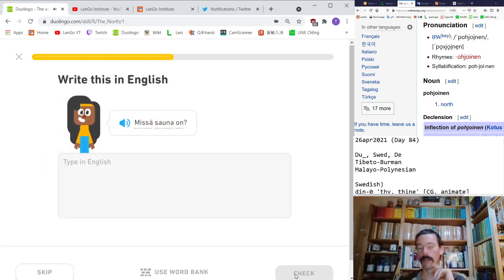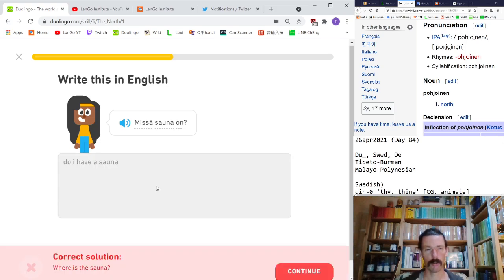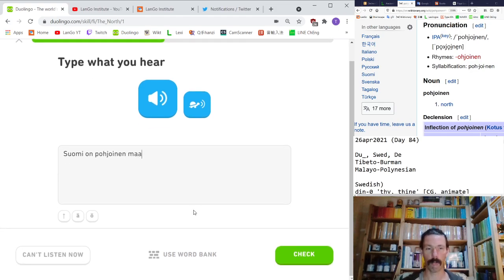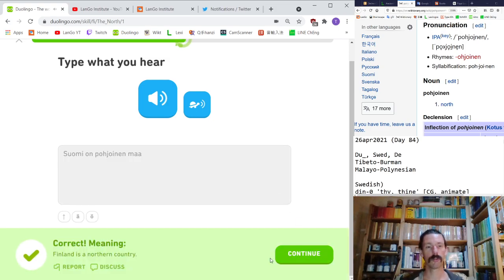Pohjainen maa. Missä sauna on? Missä. So is there to me? Do I have a sauna? I think. Sauna. Where is it? Missä, okay, that makes more sense. Suomi on pohjoinen maa. Suomi on pohjoinen, the northern. Pohjoinen maa. And how would you describe the accent pattern in Finnish? Suomi on pohjoinen maa. Listen to a few more examples.